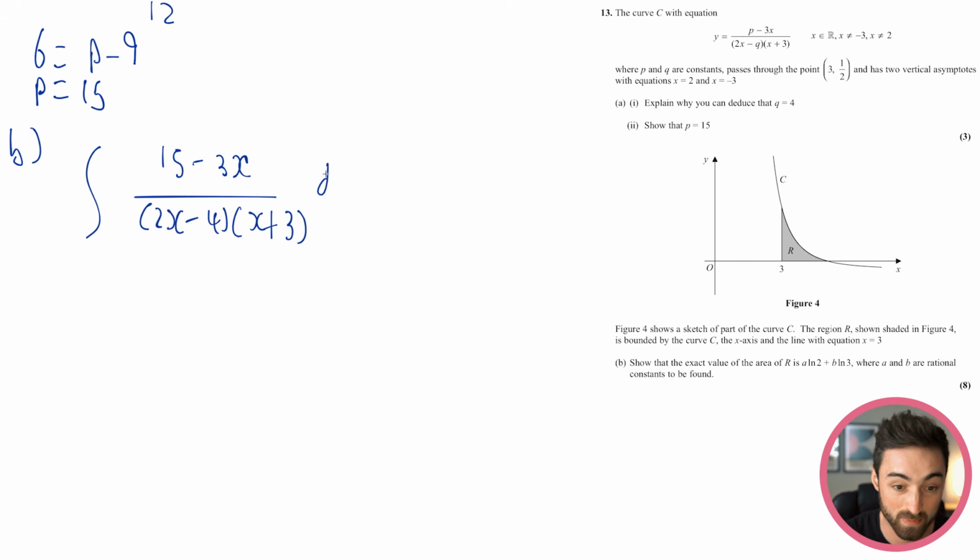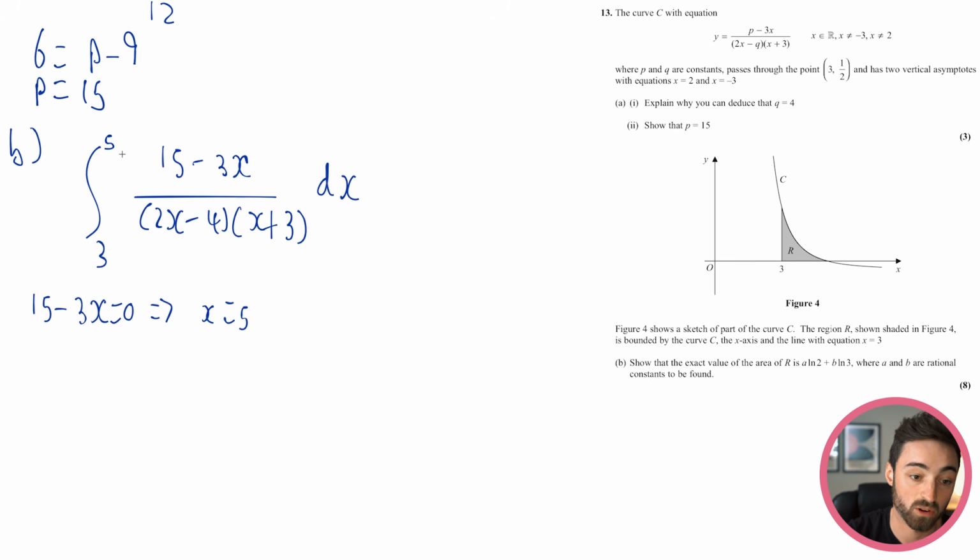So then, all that remains is getting the limits. First limit is 3, we're told that. The second limit is where this thing hits the x-axis. Where does it hit the x-axis? It's when y equals 0. So how are we going to get this equation to be equal to 0? If it's a fraction, all you need to do is check if the top is. So essentially, you're solving 15 minus 3x equals 0, which gives you x equals 5. So that is going to tell you the top limit here.